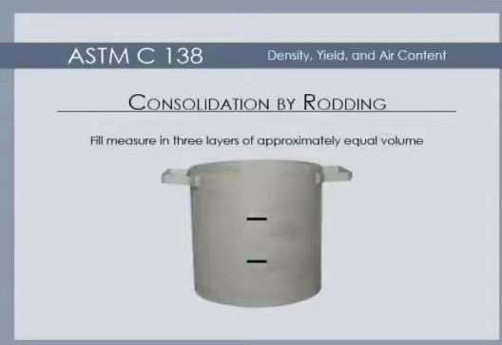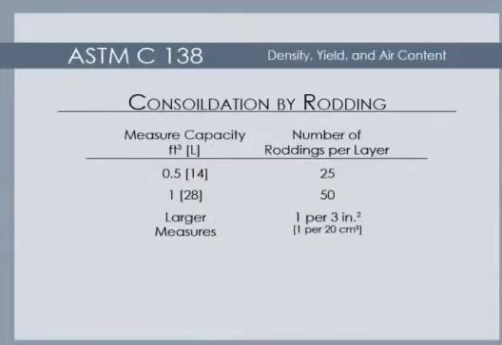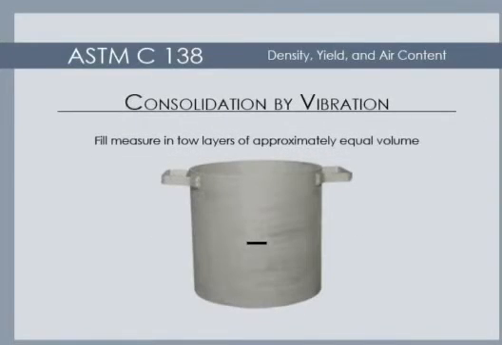When consolidation is by rodding, the measure is filled in 3 layers of approximately equal volume. The number of times a layer is rodded will depend on the capacity of the measure. When consolidation is by vibration, fill the measure in 2 layers.